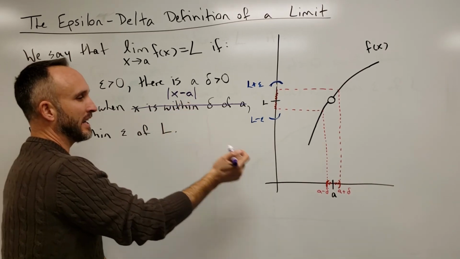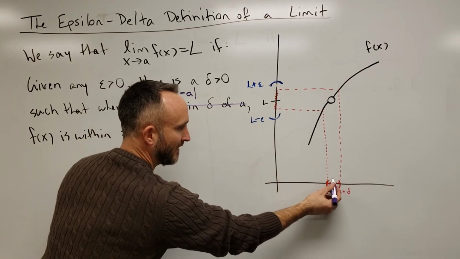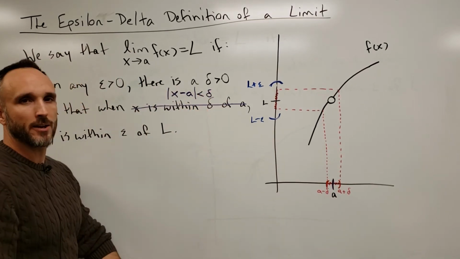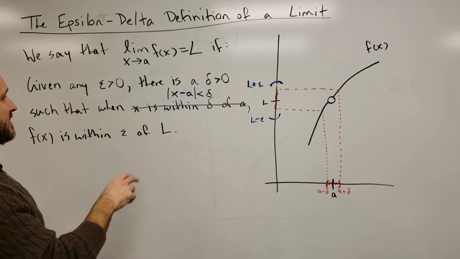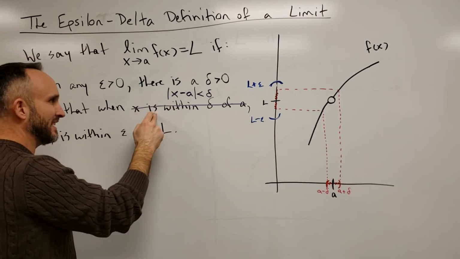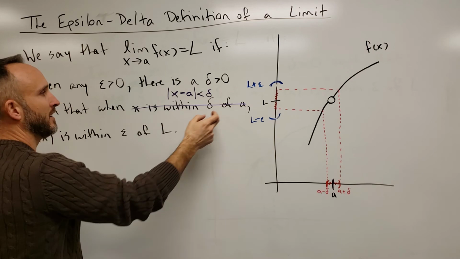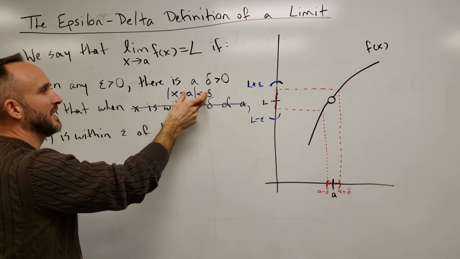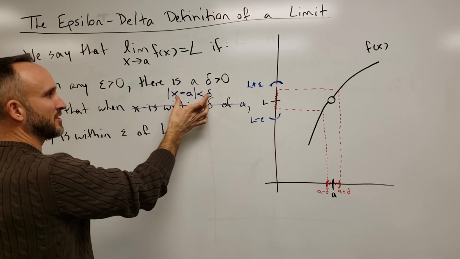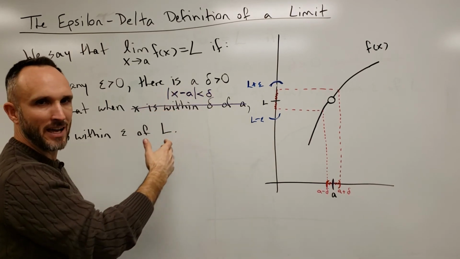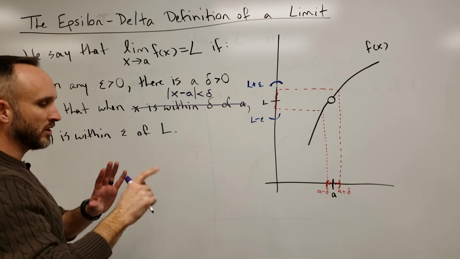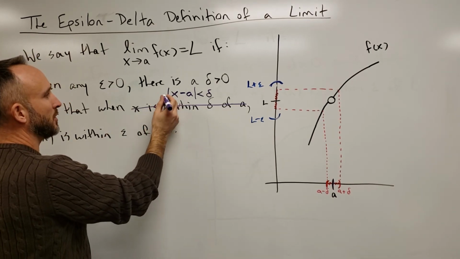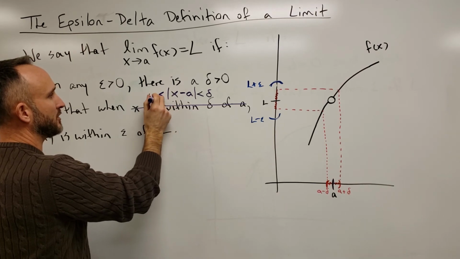That distance between any x value here and this A value better be less than delta, okay? So instead of saying x is within delta of A, we would instead say that the absolute value of x minus A is less than delta. And that gives us something solid to work with mathematically. All right. Now, one little interesting fact about this is we also want to include that this absolute value is greater than 0.